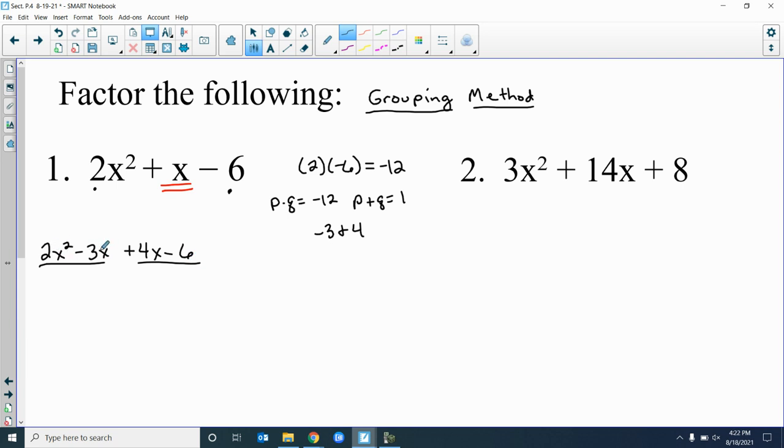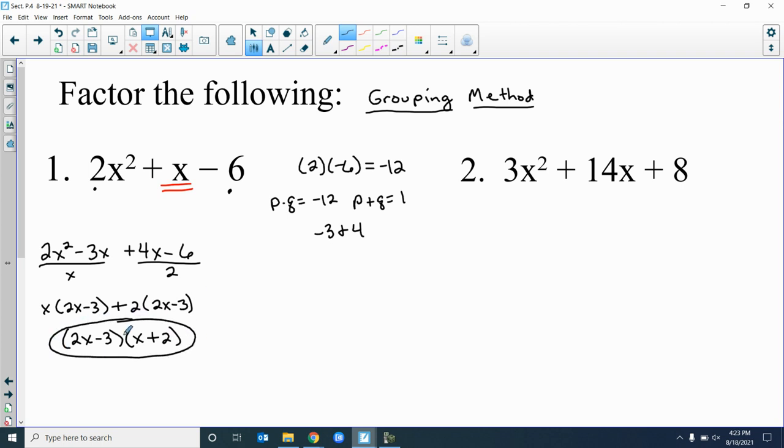We find the GCF. Well, the GCF of this one is just an x. So I factor this one on its own, and I get x times 2x minus 3. Plus, this one has a GCF of 2. So I divide that into 4x minus 6, and I get 2 times 2x minus 3. I got the same group. So that goes out in front, and when I factor that out, it leaves me the x plus 2 in my other group. That right there is going to be my answer.